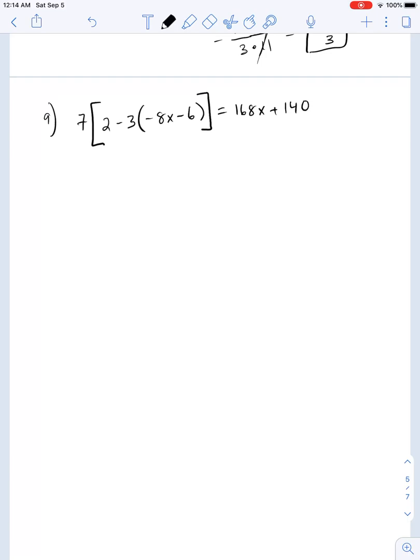Let's start off with working on the inside of that bracket. So first, this negative 3, let's distribute. So I bring my 7 down, I bring my parentheses down, and I bring my 2 down. Now I multiply negative 3 times a negative 8. A negative and a negative is a positive. We multiply those two numbers, gives us 24x. We multiply negative 3 times a negative 6. Once again, negative times negative makes a positive. 3 times 6 gives us 18. Notice how when we distributed, the parentheses is gone now. Bring that closed bracket, and we bring everything else down.